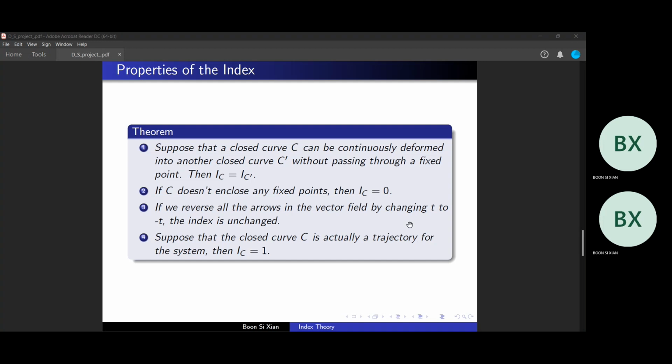Next we'll discuss the properties of the index. One: if a closed curve can be deformed to another closed curve without passing through any fixed point, then the indices are the same. Two: if C does not enclose any fixed points, then the index is 0. Three: if we reverse the directions of the arrows, the index is unchanged. And four: if the closed curve C is a trajectory, then the index is 1.